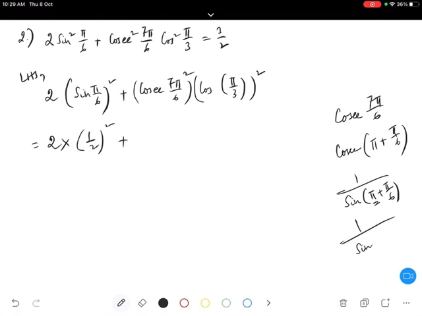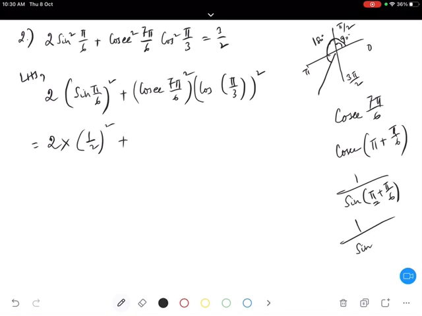Now tell me, pi plus pi by 6, which quadrant does it lie in? Think hard and tell me. It is more than 180. This is your 90 degree, and this complete thing is your 180 degree. And if it is more than 180, obviously it will lie in the third quadrant.